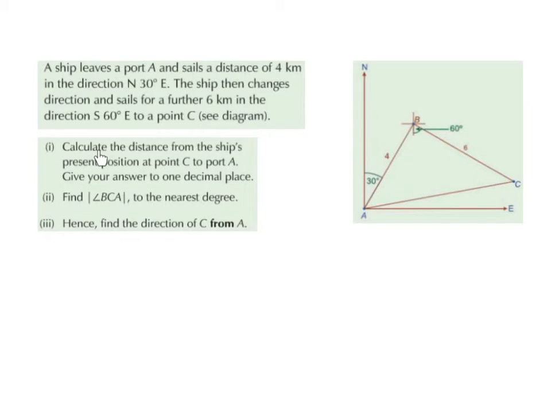Part 1. Calculate the distance from the ship's present position at point C to port A. So find the distance from C to A. Give your answer to 1 decimal place. Part 2. Find the angle BCA to the nearest degree. So the angle BCA, so this angle in here. So for the moment I'll label that angle X. And part 3, hence, find the direction of C from A.